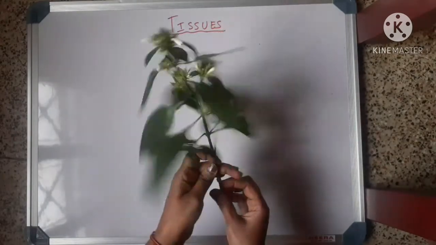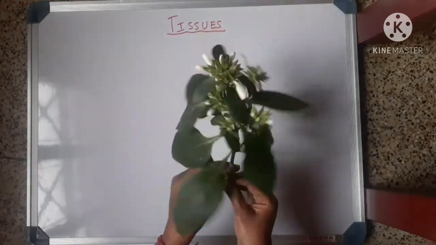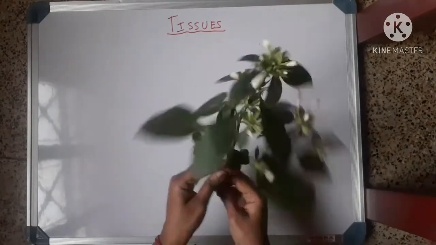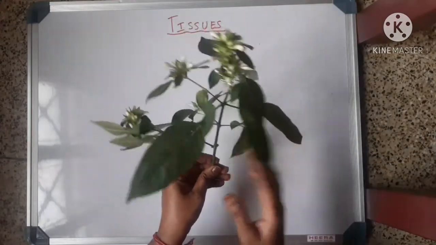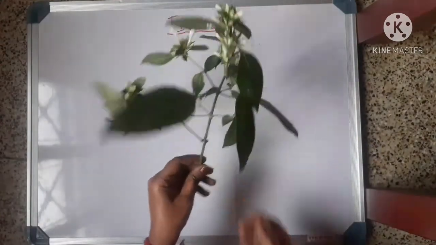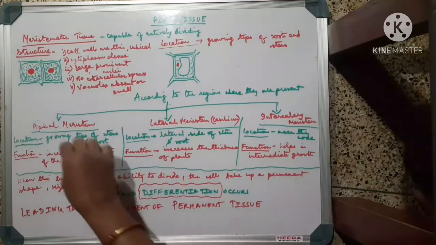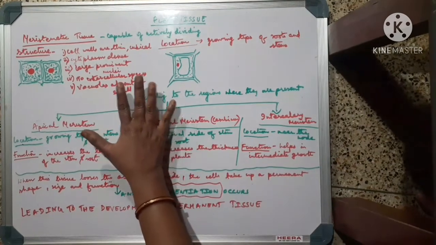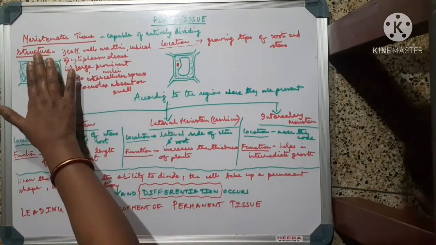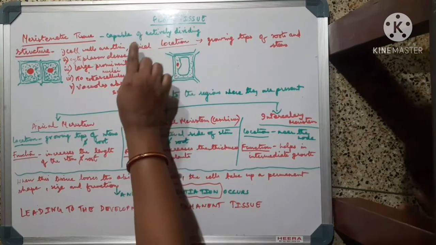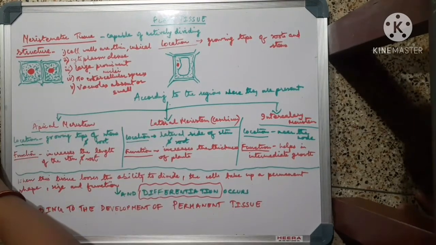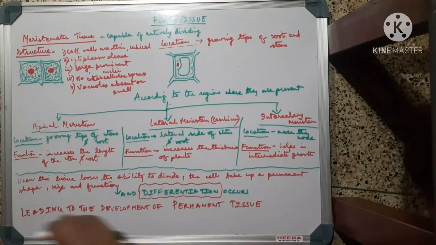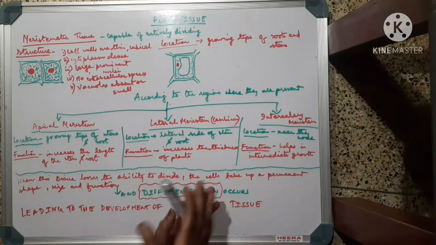Okay, this is a basic idea of what the plant tissues on a twig are. Whenever you see a twig, you can imagine the tissues present here. Okay, I have started explaining the plant tissue here. The first part of the plant tissue is the meristematic tissue, which is capable of dividing actively. The cells have the special ability to divide actively.